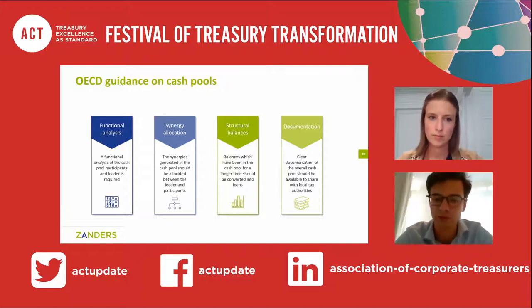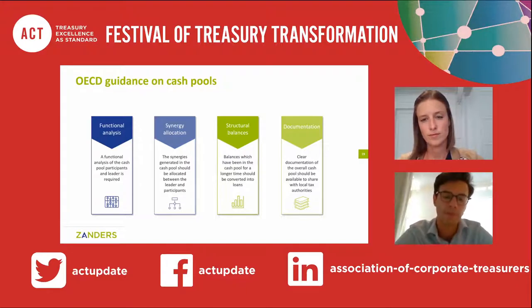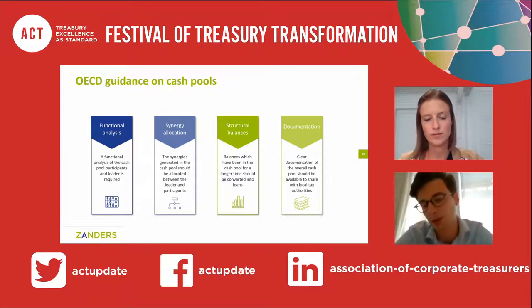Apart from that, we see two other key takeaways. First being structural balances in the pool. We see some differences between countries, but as a general rule of thumb, you can assume that if an entity has a position which is structurally positive or negative for longer than a year in the same pool, you can see it as a structural balance. In fact, it should be converted into an intercompany loan with the interest rate that Melanie just explained, because it actually has the risk of being reclassified otherwise by the tax authorities into an intercompany loan. So really make sure that this cash pool structure is still being used as a liquidity instrument rather than handing out hidden loans.